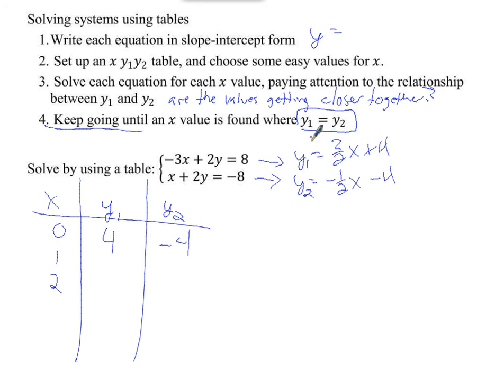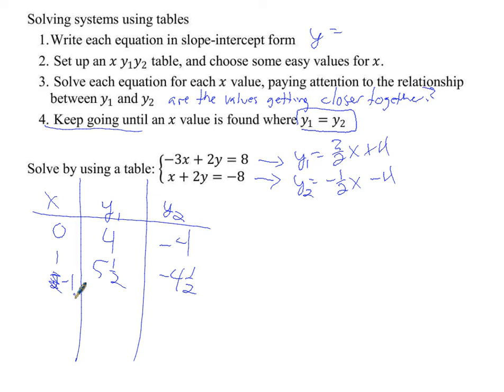So 5.5. I'll just call it 5.5. I take 1 and plug it in here. Negative 1/2 times 1 is negative 1/2. Minus 4 would be negative 4.5. Are my values getting closer together or farther apart? They're getting farther apart. So am I going the correct way? No, I'm not. So instead of doing 2, I'm going to go to negative 1.